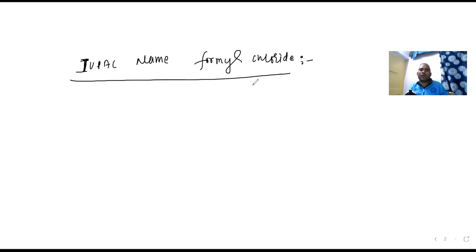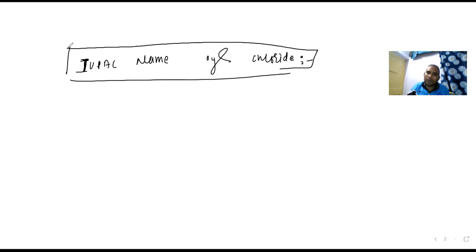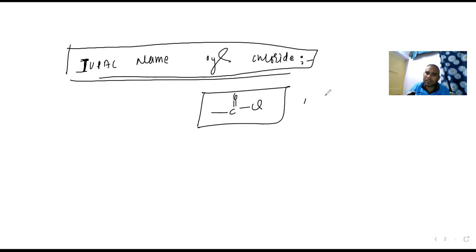So formyl chloride, or better, you can write this as oyl chloride. Sorry for the disturbance. If you talk about formyl chloride, the formula is C double bond OCl. This is not in the NCERT; it is included only in NEET. So this is the functional group, right?